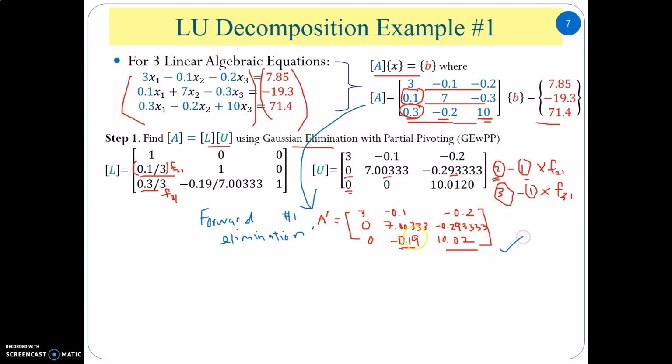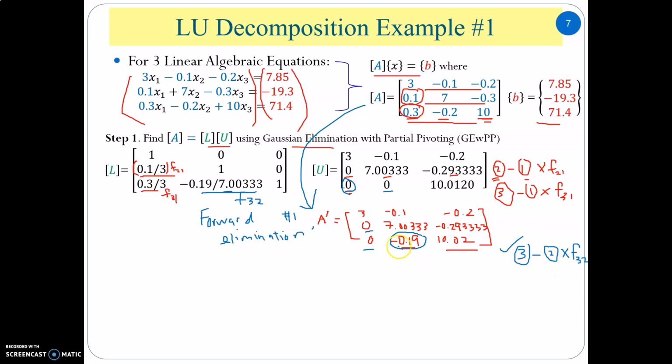To obtain this component and make it become 0, we need the factor F32, which is negative 0.19 divided by 7.00333, this component. And then you can substitute into this equation. Take the row 3 minus the row 2 multiplied with this factor F32. For example, take the 0 minus 0 multiplied with the factor F32, you still obtain 0 here.